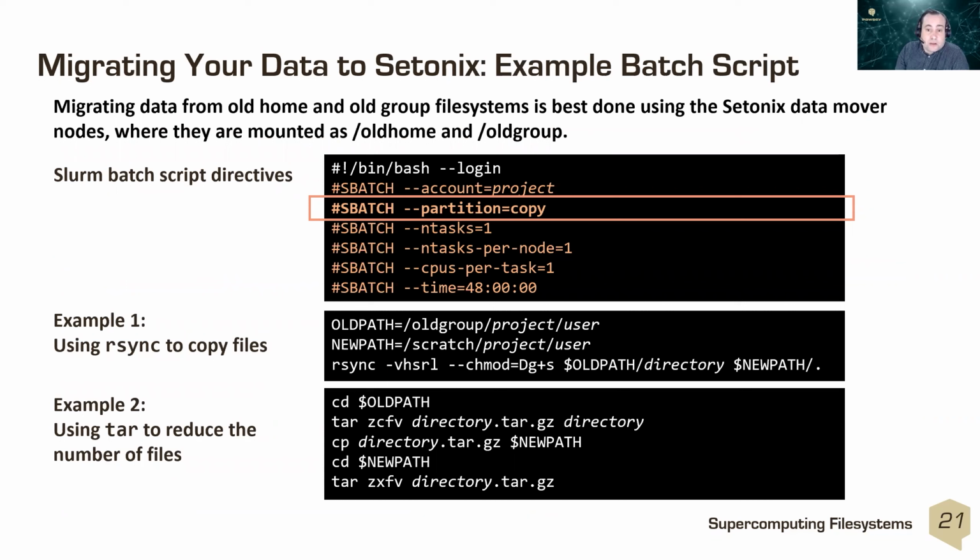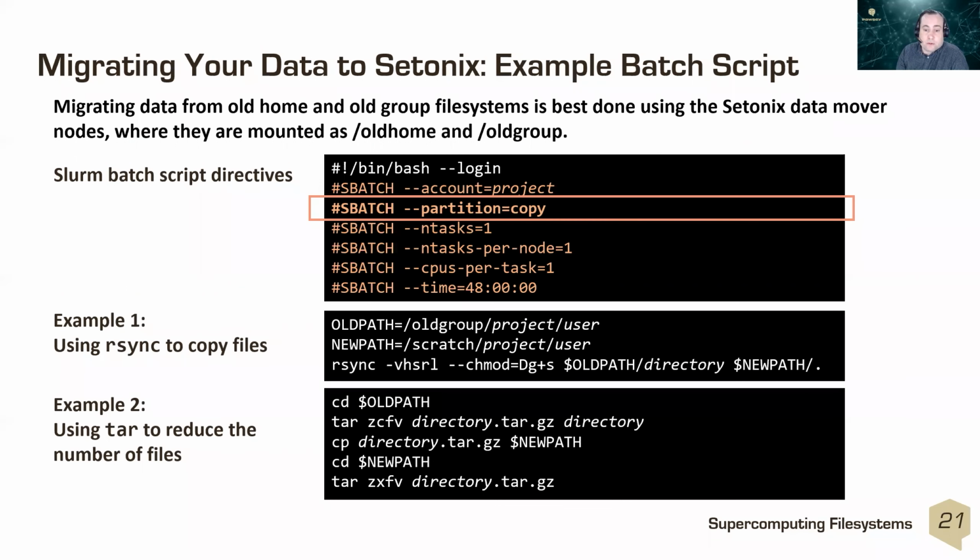In terms of what it looks like, we have an example here as well. So this is looking at migrating data from the old home and old group file systems. These are available on the Setonix data mover node, so you need to be logged into Setonix for this example.